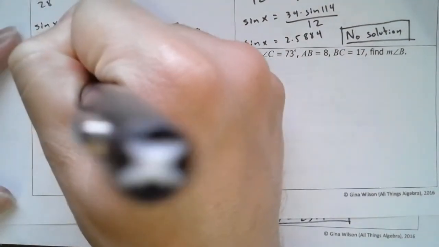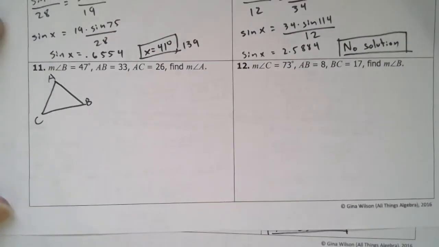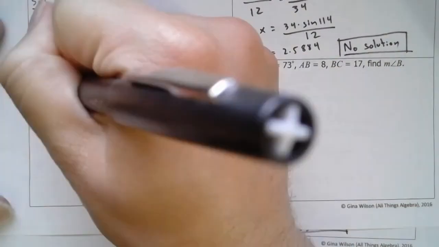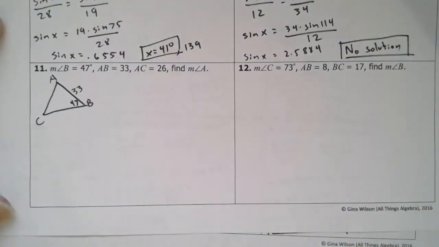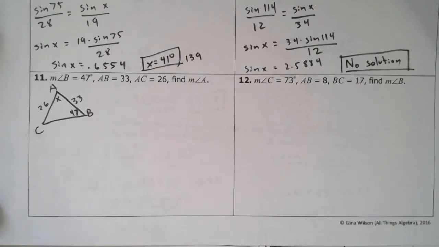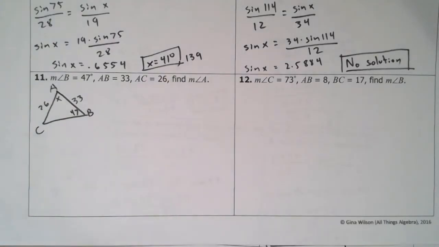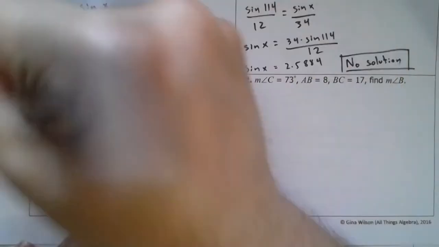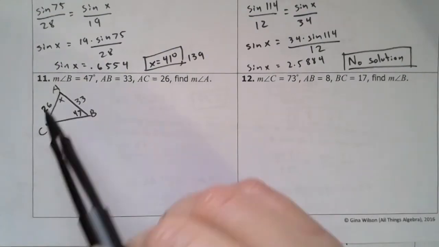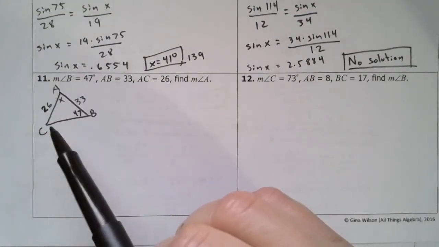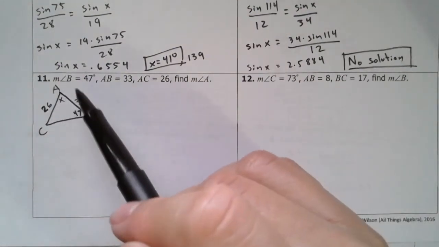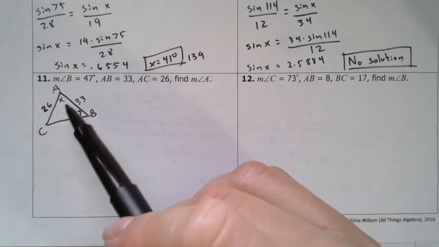Here's A, B, C. Measure of angle B is 47. AB is 33. AC is 26. And then it says find the measure of angle A. This one here. So this time, I'm not using one of the sides that they're giving me. So this one is 26. I'm not using one of the sides I was given. No, sorry, it was this one right here. I'm not using that one, and I want to find this angle.